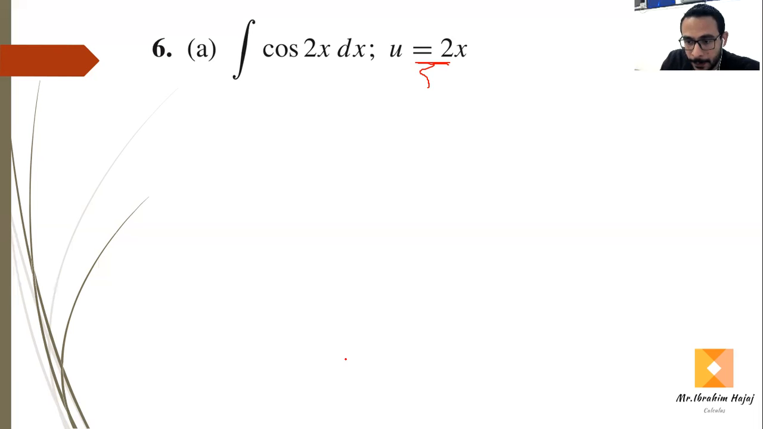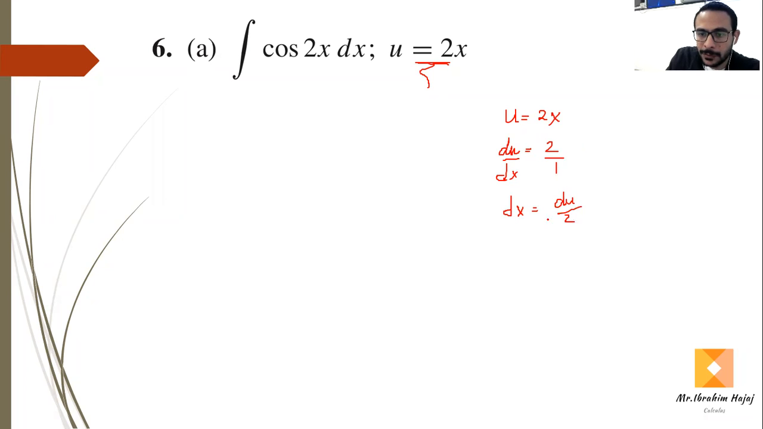Yes, mister. Okay. Integral of cosine u dx, because u is given that u is 2x. We differentiate it: du over dx is equal to 2. So du over 2 is equal to dx. dx equals du over 2. I'll write this on the right side.